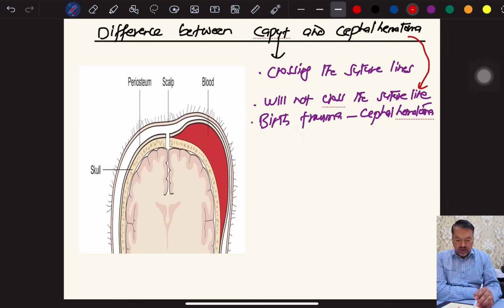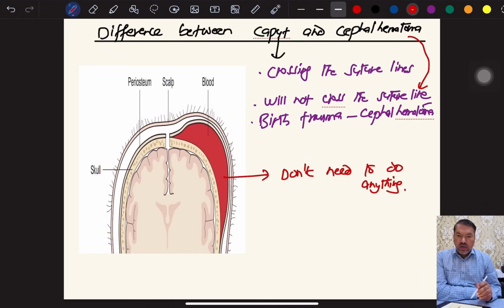The cephalhematoma, though there is a collection of blood here, you don't need to do much. You don't need to do anything. That's what I'll suggest here. Okay, no need of any incision, no need of any drainage. If you do that, you will cause more harm to the baby than help, because you may introduce the infection there, so don't do that.